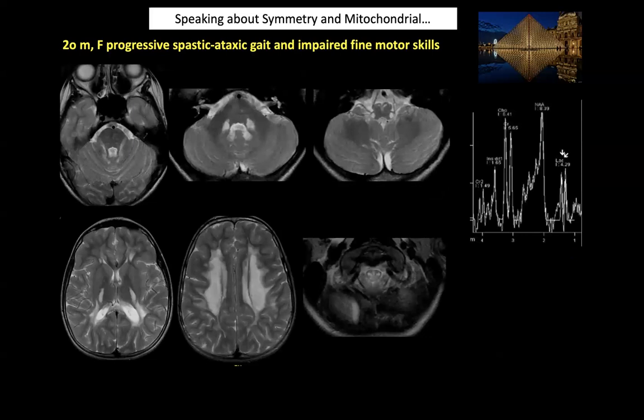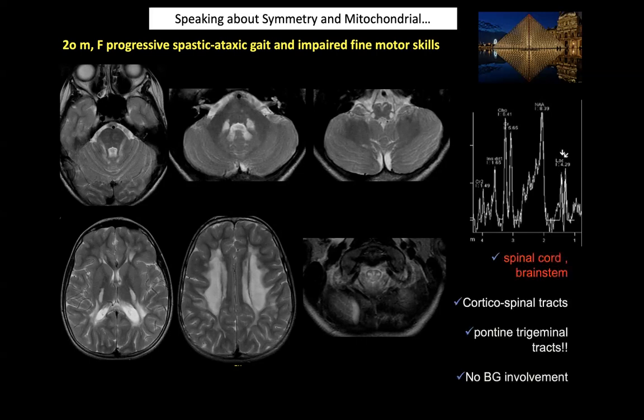Another very important pattern: progressive spastic ataxic gait in a 20-month-old female that had also impaired fine motor skill. And you see in this case, we have lactate again, and when we see lactate, we think mitochondria. Here we have involvement of the brainstem, in particular the trigeminal tract. We have involvement of the middle cerebellar peduncle. We have involvement here of the pulvinar/thalami and leukodystrophy, and also involvement of the spine. When you see something like that, again, think mitochondrial. This is another mitochondrial leukodystrophy.